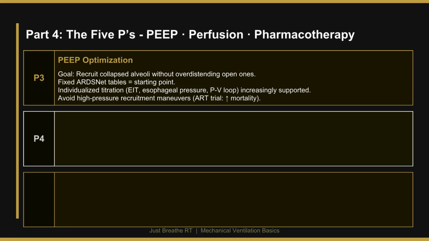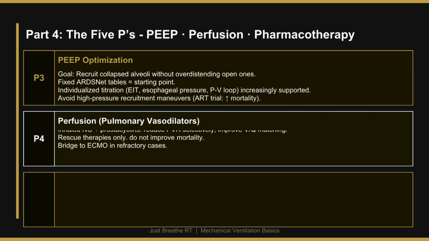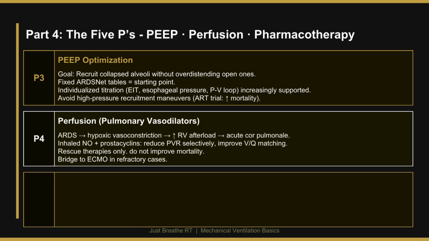The fourth P, perfusion. In ARDS, hypoxemia drives pulmonary vasoconstriction, increasing right ventricular afterload. Severe ARDS can cause acute cor pulmonale, right heart failure from pulmonary hypertension, which worsens oxygenation and cardiac output in a vicious cycle. Inhaled nitric oxide and inhaled prostacyclins are pulmonary vasodilators that reduce pulmonary vascular resistance selectively, improving ventilation-perfusion matching and oxygenation without systemic hypotension.